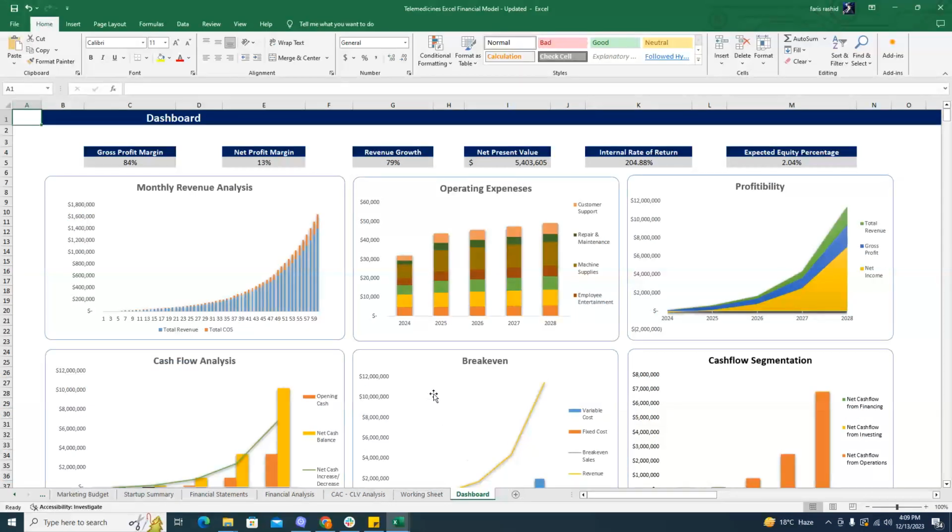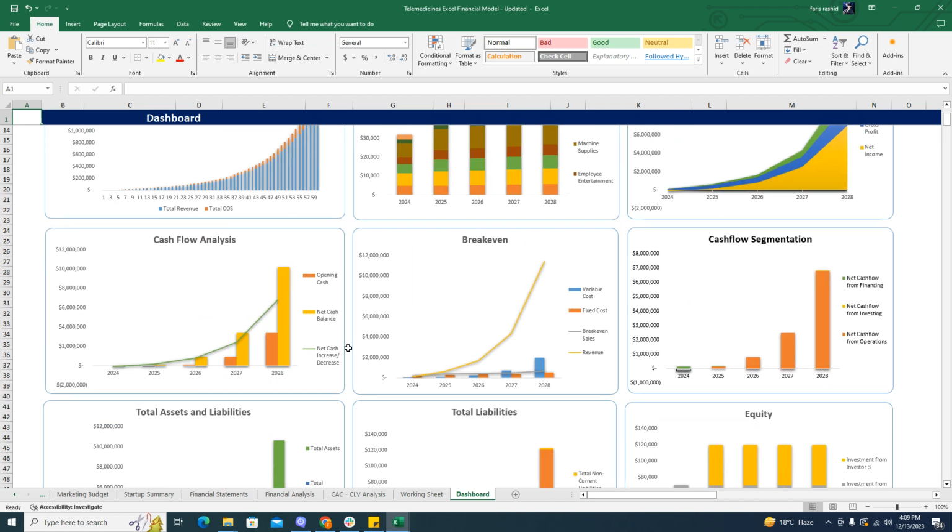Then comes the dashboard. The dashboard basically gives you all the information in graphical context. It includes all the relevant information which can be helpful for making financial decisions much more quickly and easily.